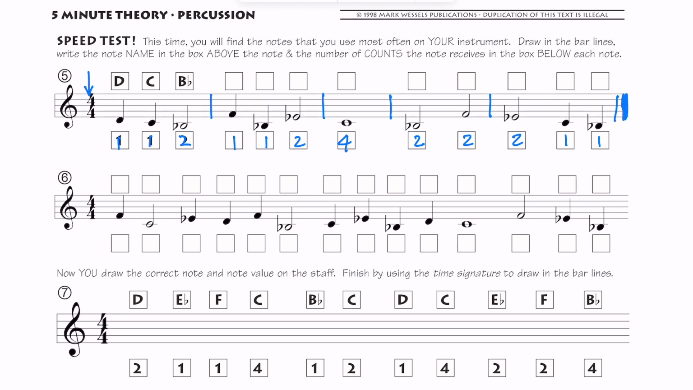All right, let's do the same thing on line number 6. First thing, the time signature tells us how many counts are in a measure.